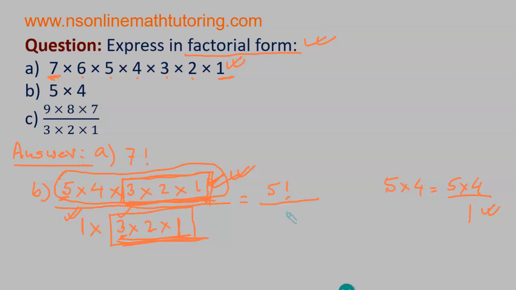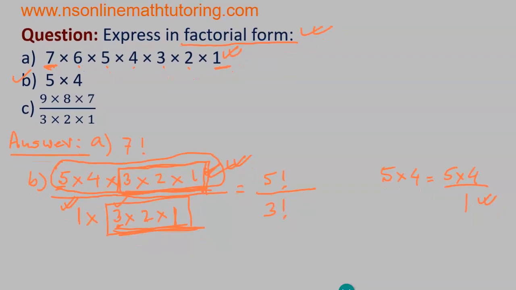Because for n factorial, we have seen the starting number is n. n times n minus 1 times n minus 2, it continues till 1. So, this is 3 factorial. So, the subpart B's answer is 5 factorial over 3 factorial. Coming to the subpart C.